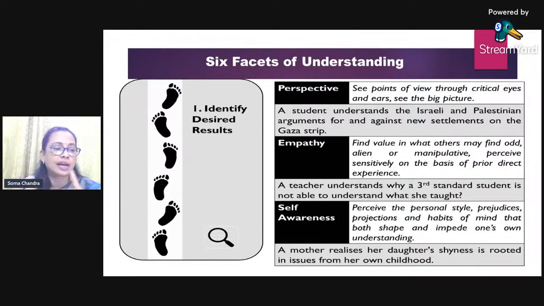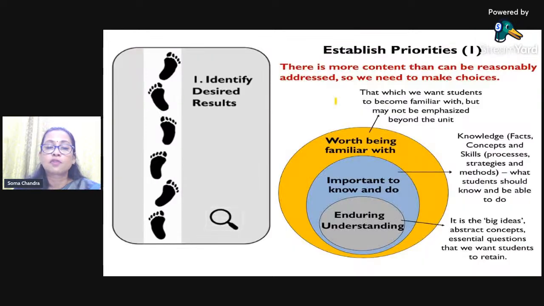Like a mother realizes the daughter's shyness is rooted in issues from her own childhood. We know that, but we have to help children to overcome. This is what teachers are for. So, establishing priorities is very, very important.